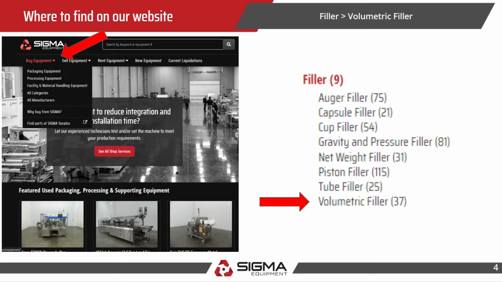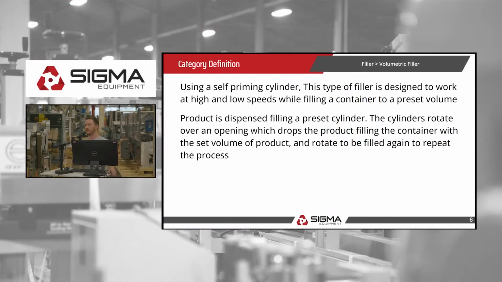Where to find it on our website. You go to our website, buy equipment, you're going to go down to filler, and right at the bottom is volumetric filler. So read this definition if you want, but simply put, this is going to have a preset cylinder. It's going to spin around, get filled with a product, the top's going to be scraped to be level, and then it's going to spin again and get dropped, and repeat that process all day long.